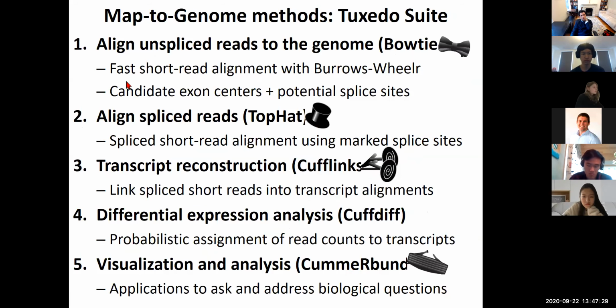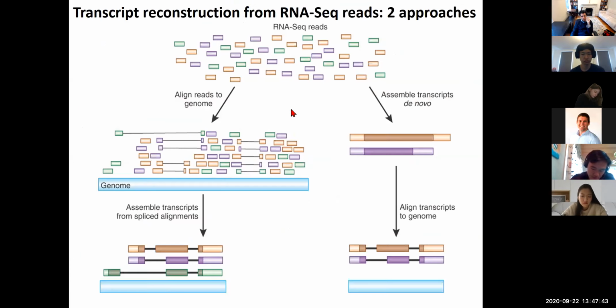But basically, the whole pipeline is that number one, you first align the unspliced reads to the genome using super, super fast alignment. You then have some candidate exon centers and some potential splice sites, okay?